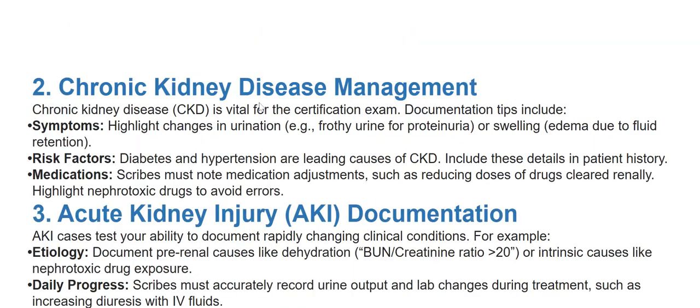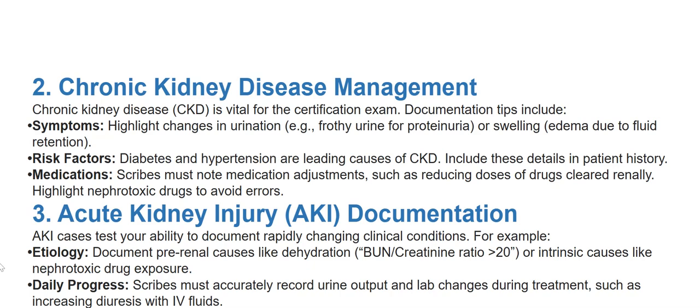Chronic kidney disease (CKD) management. Chronic kidney disease is vital for the certification exam. Documentation tips include symptoms: highlight changes in urination, for example, frothy urine for proteinuria or swelling, edema, due to fluid retention. Risk factors: diabetes and hypertension are leading causes of CKD. Include these details in patient history. Medications: scribes must note medication adjustments such as reducing doses of drugs cleared renally, and highlight nephrotoxic drugs to avoid errors.